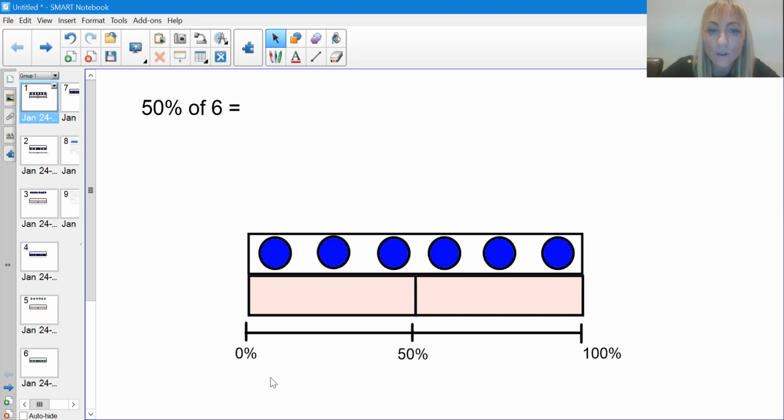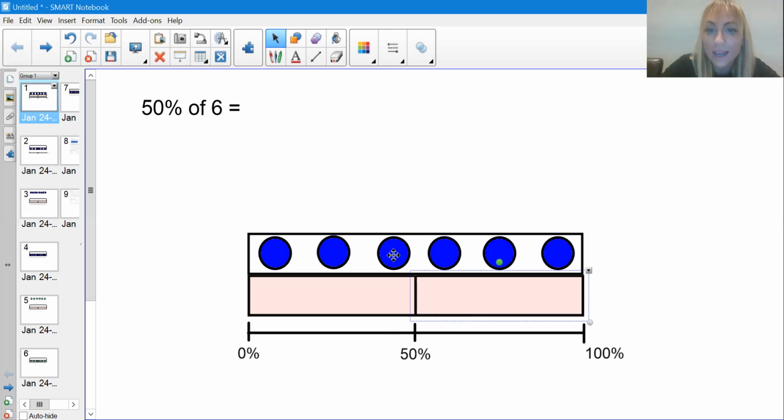And you can see here I've got a scale along the bottom. So here would be 0%, and all the way to here is 100%. My 100% is my whole amount. So 100% of 6 is 6. But I only want 50%, and you can see that my 50% is just here. It's halfway. So I've divided my bar model into 2 parts. This bit is 50% and this bit is 50%.